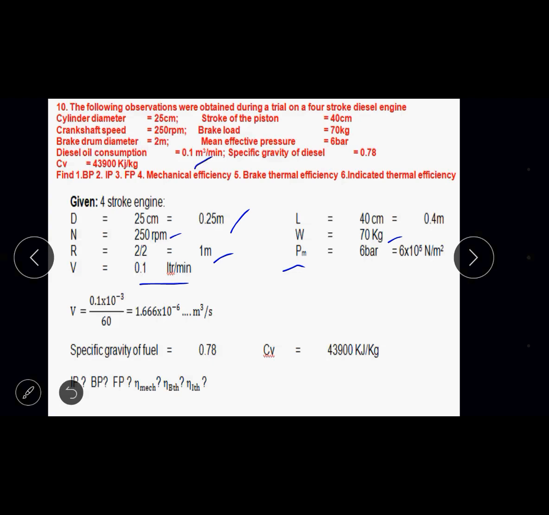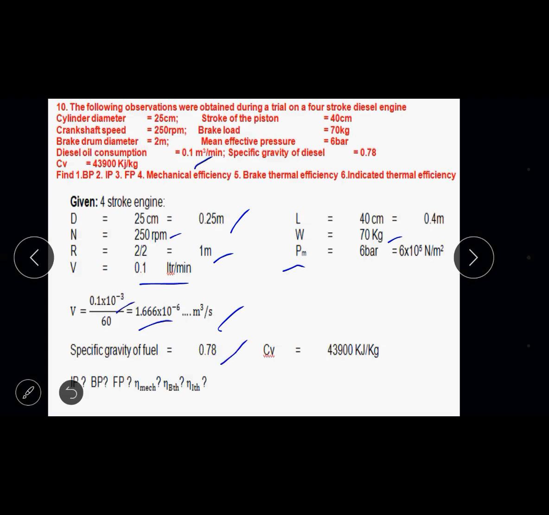Since liter is present in the numerator, multiply by 10 power minus 3. So 0.1 into 10 power minus 3 converts liter into meter cube. Then the denominator contains minute, so convert that minute to second. 1 minute is equivalent to 60 seconds, so divide by 60. Finally you will get the volumetric flow rate as 1.666 into 10 power minus 6 meter cube per second.